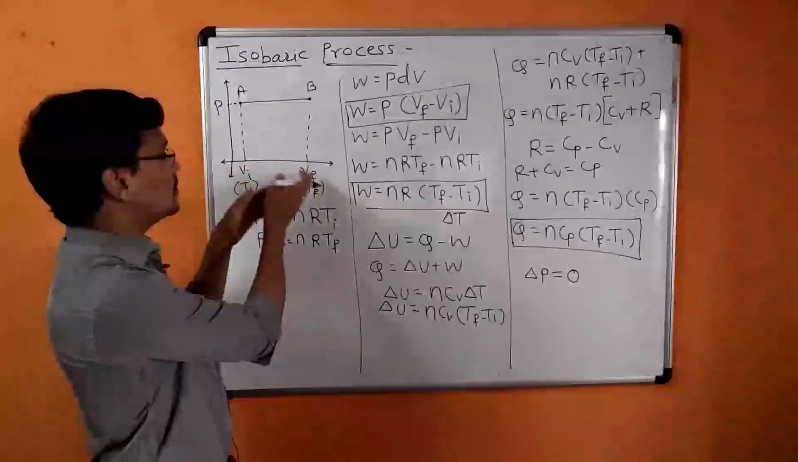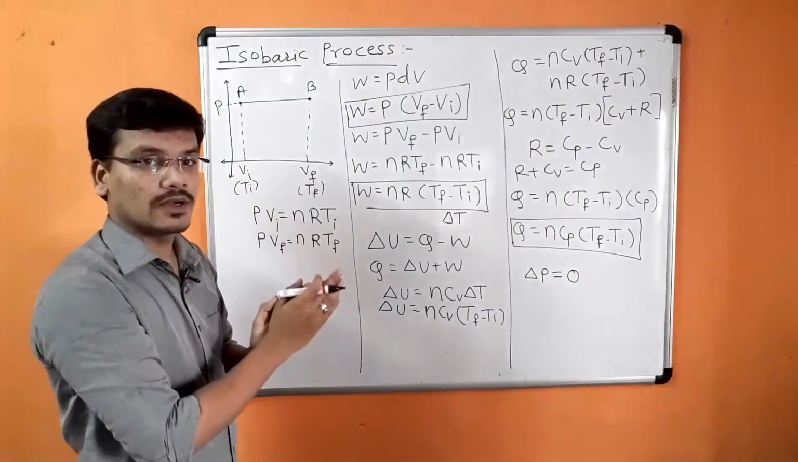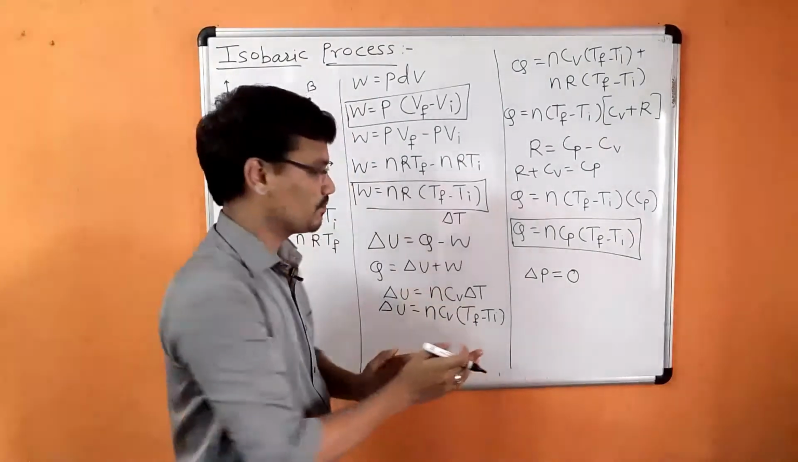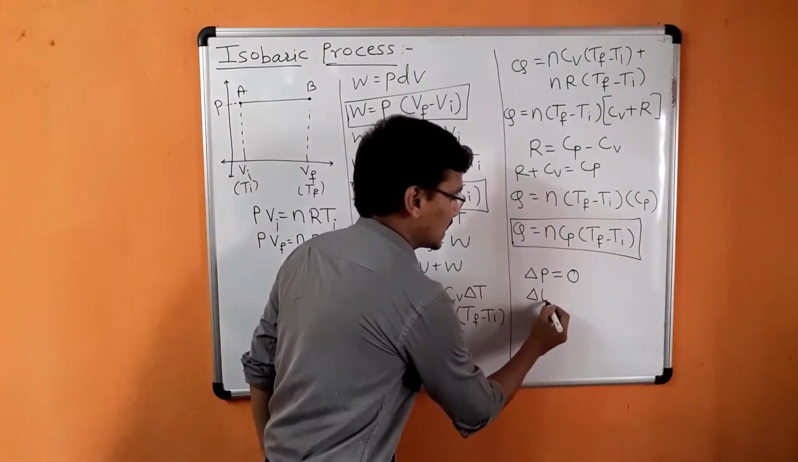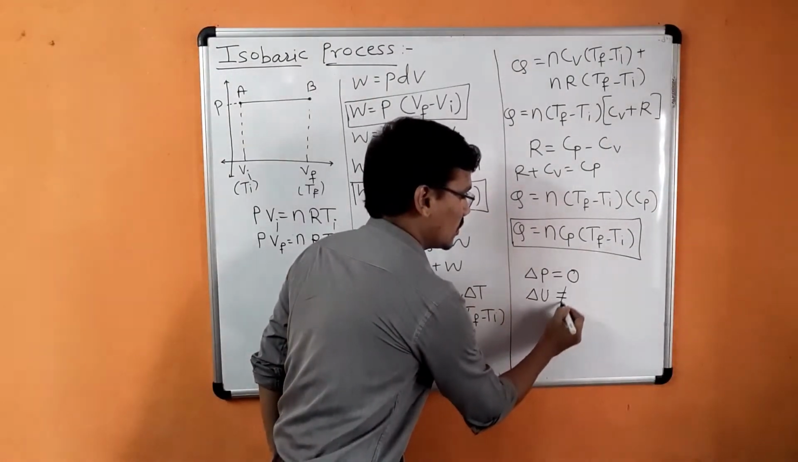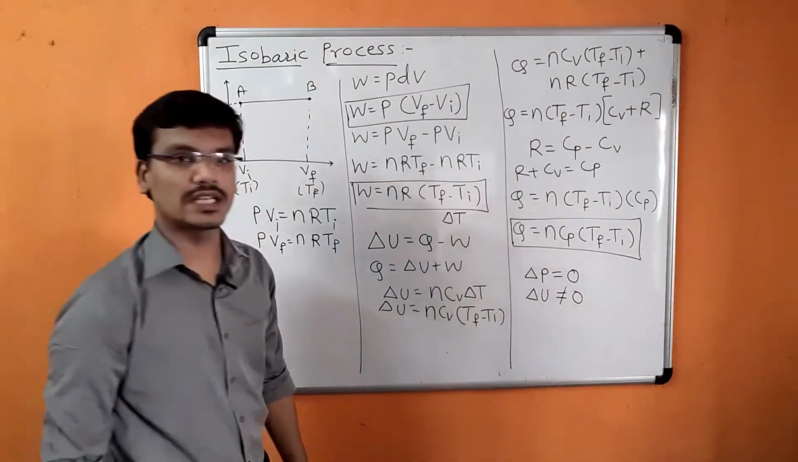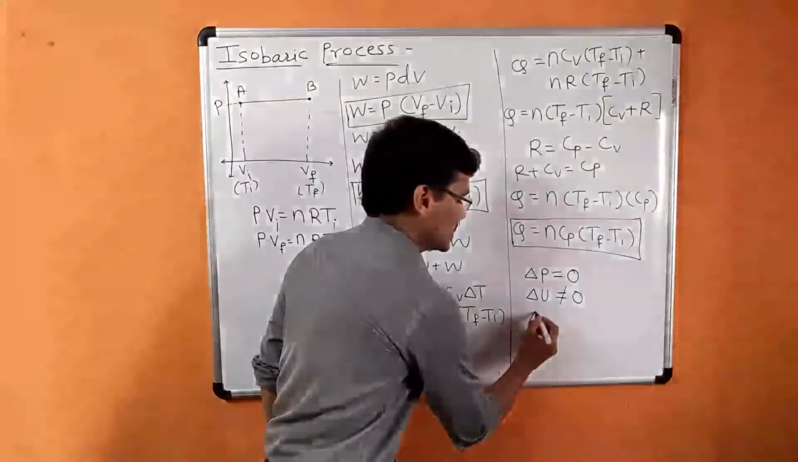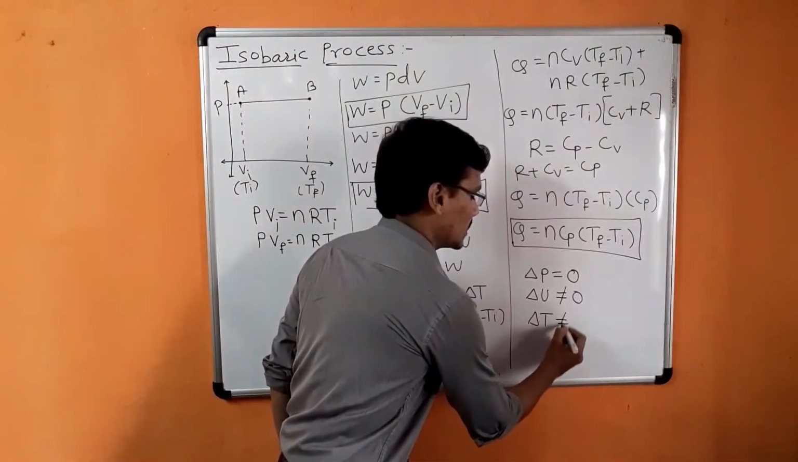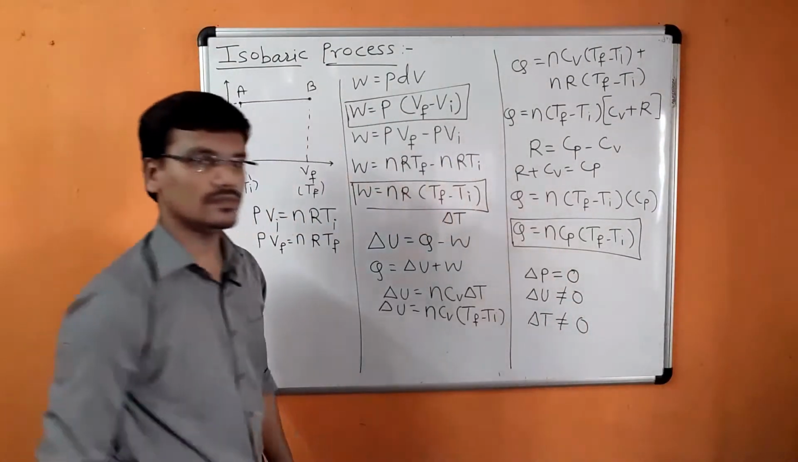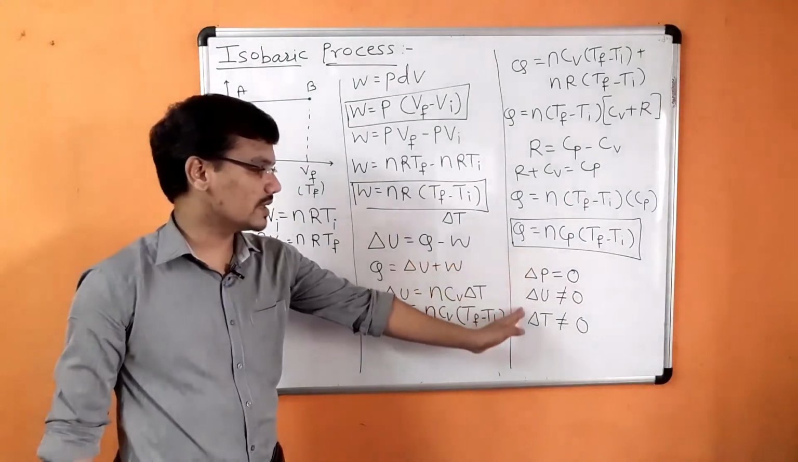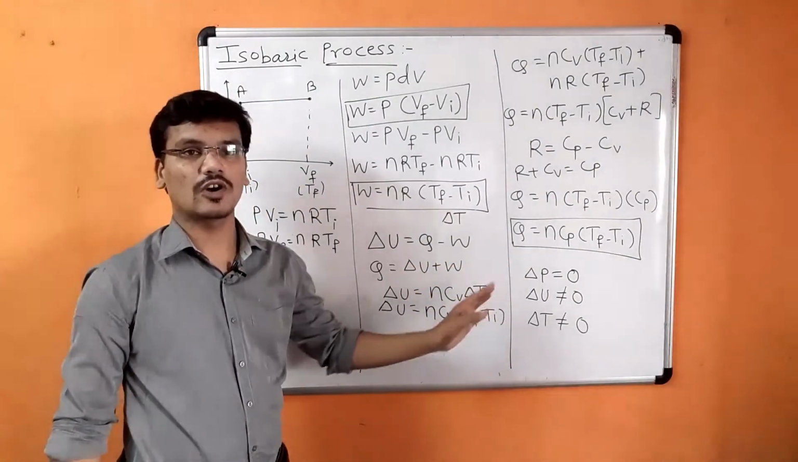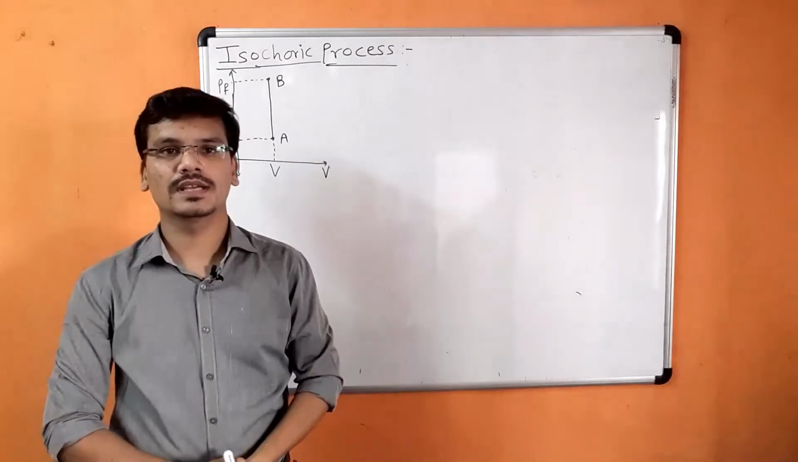Now, volume is changing. Therefore, temperature is not constant. Therefore, change in internal energy is not equal to 0. Or also, change in temperature is not equal to 0. Remember this for the isobaric process. This is all about the isobaric process.